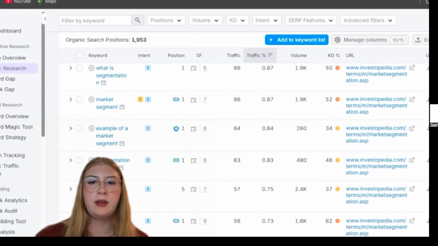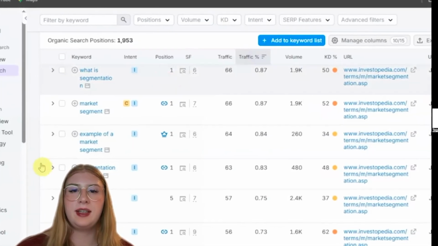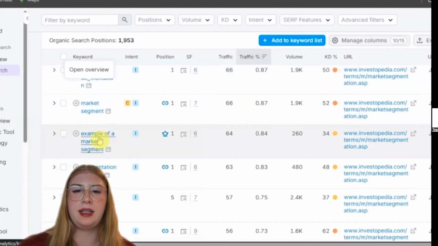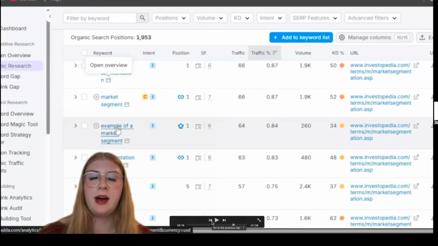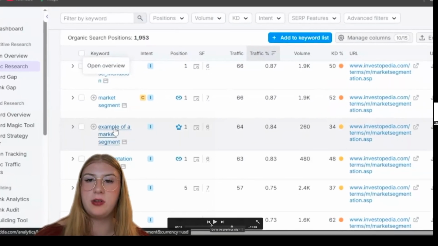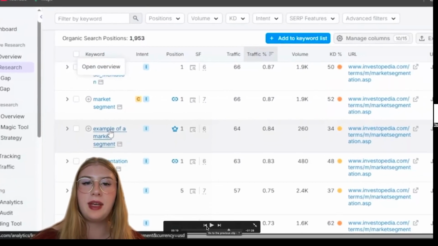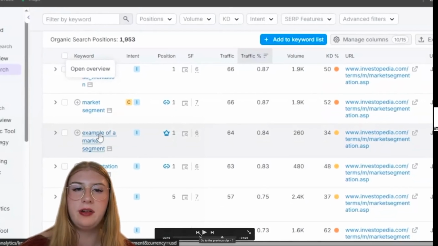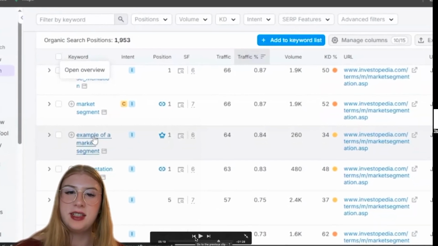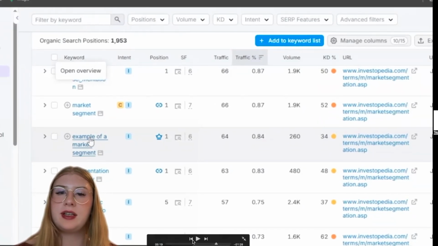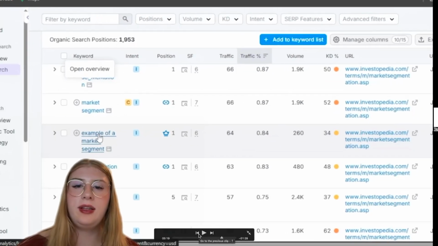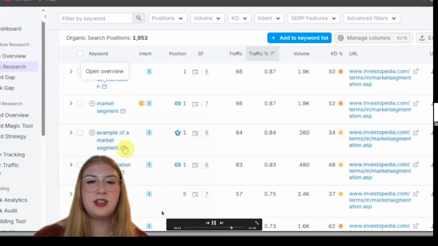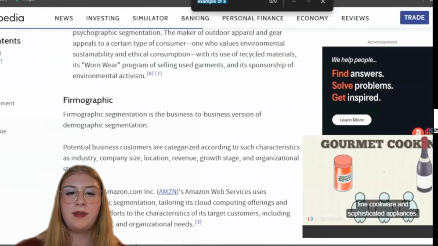Now, let's talk about how you can implement semantic SEO in your own articles. First, identify the main keywords related to your topic. Then focus on incorporating semantically related terms and phrases. For example, if your main keyword is market segmentation, include related keywords like example of a market segment, segmentation strategies, target audience, demographics, or so on.